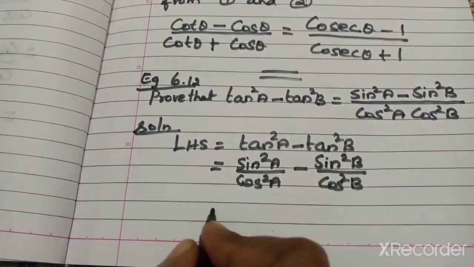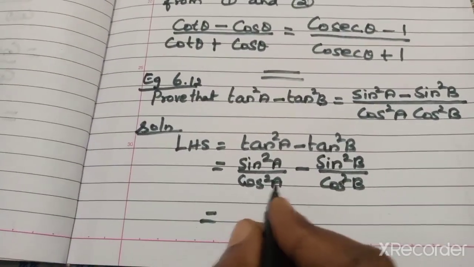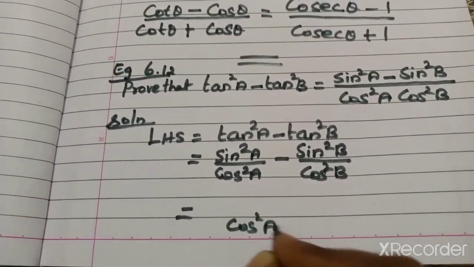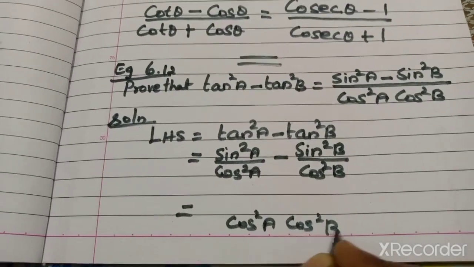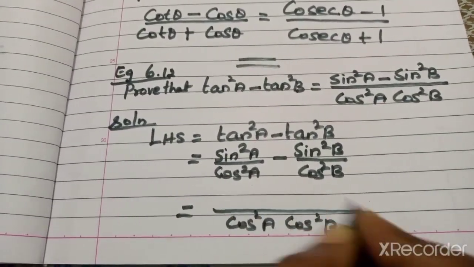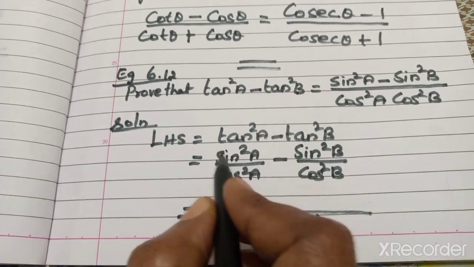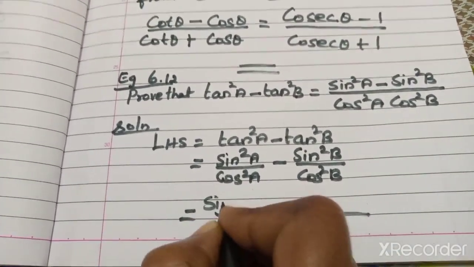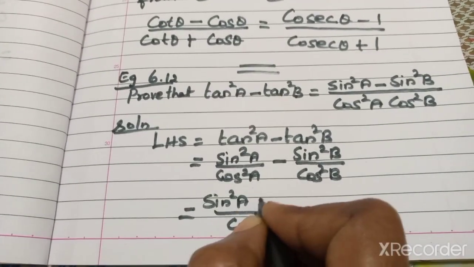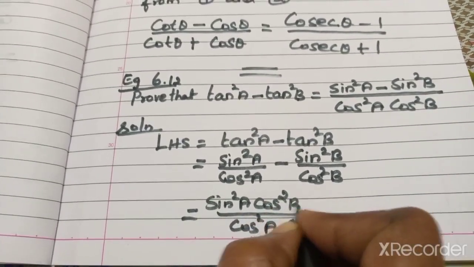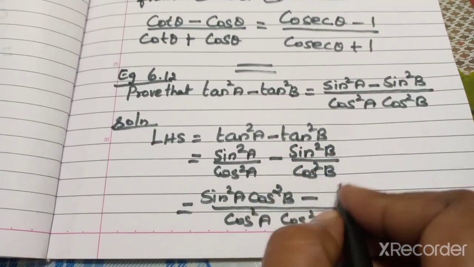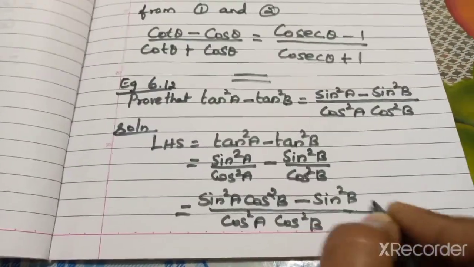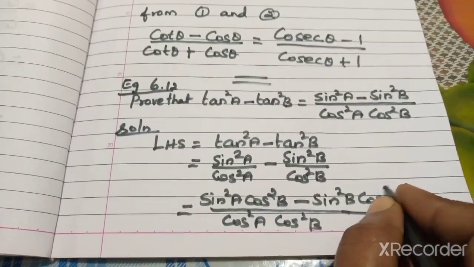Let us take the LCM. So what is the LCM? Cos square A into cos square B. In the numerator there is no common term, so we cross multiply: sin square A into cos square B, minus sin square B into cos square A.